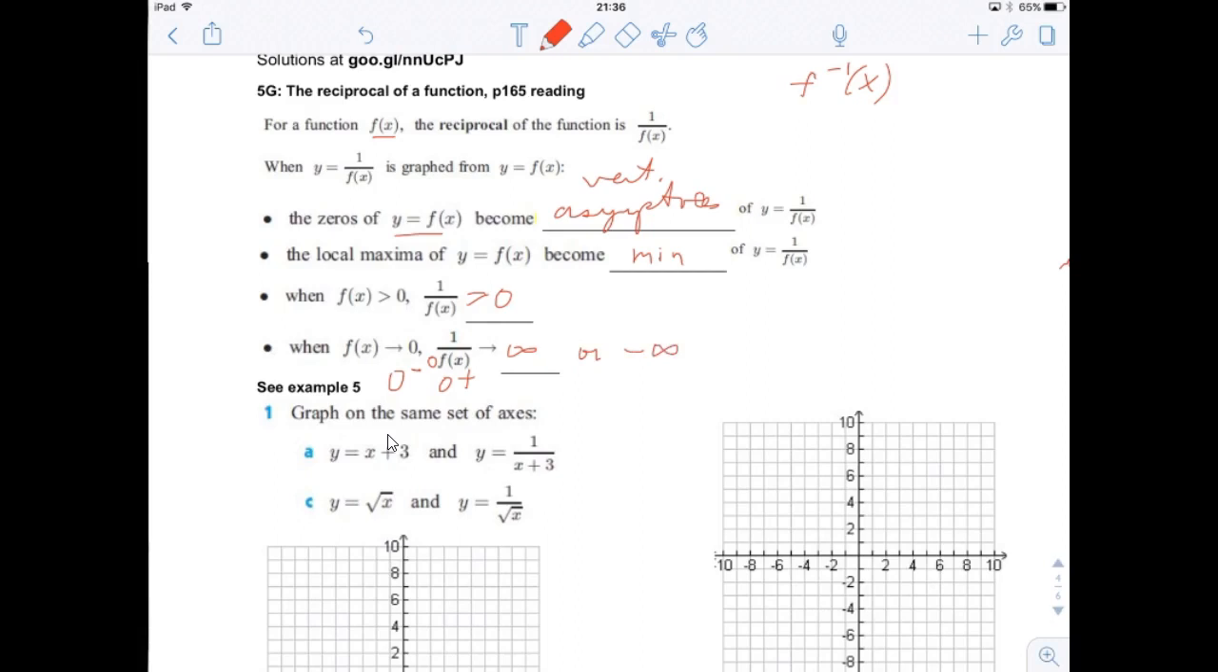So, for example, if you have y equals f of x, the vertical asymptotes of f of x become the zeros of 1 over f of x, and the minima of f of x become the maxima of 1 over f of x. Okay, so the opposites of all these are also true. If f of x is negative, then 1 over f of x is also negative. If f approaches infinity, then 1 over f approaches 0. Okay? Alright, let's see how this works.